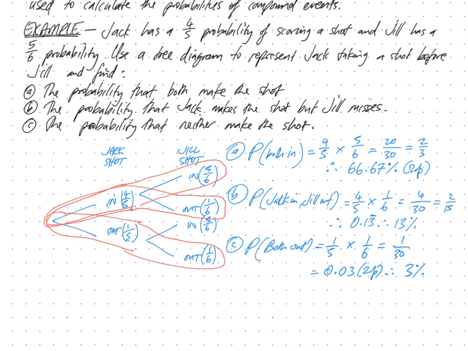Okay, so that's just an example of using a tree diagram to model a slightly more complicated scenario and also find the probabilities by tracking the branches that fit with the outcomes that you've stated you're interested in. Hopefully that helps you out, and I'll see you in the next video.